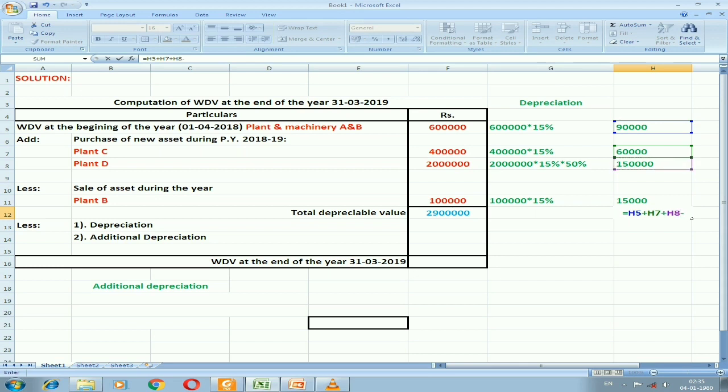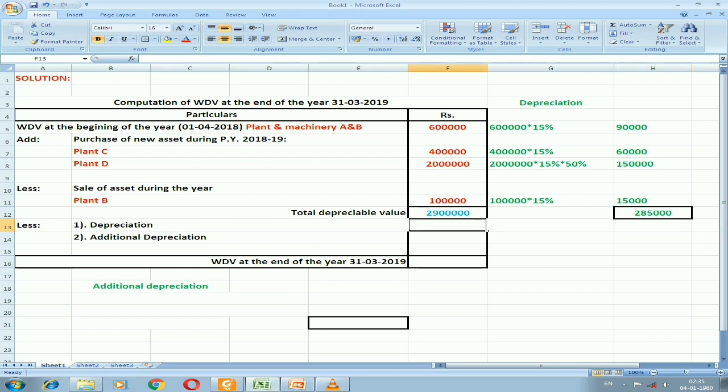So now I'm doing the total. While doing the total, I need to follow the signs as in the problem. So I need to add 90,000, 60,000, 1,50,000, and lastly I need to minus 15,000. That is the sale, which I need to deduct. So I have deducted it, and I have taken the amount, that is 2,85,000. I have written it in front of depreciation.